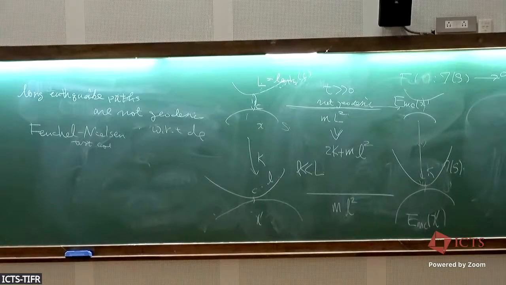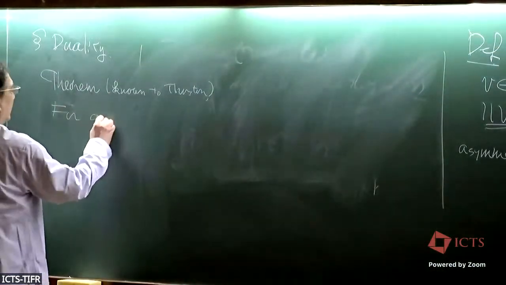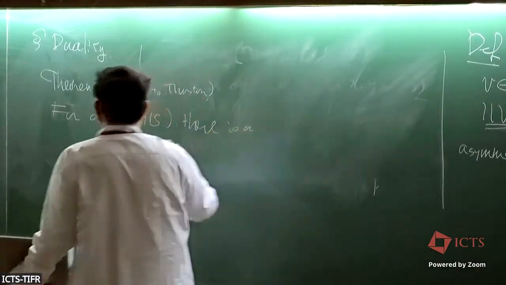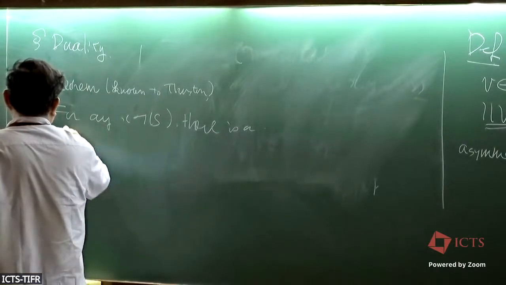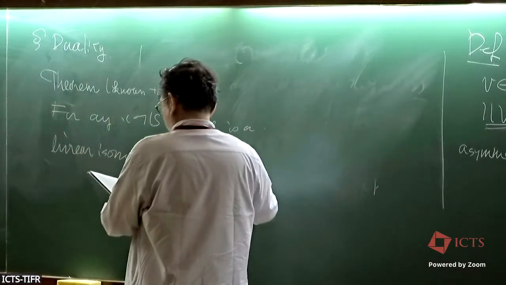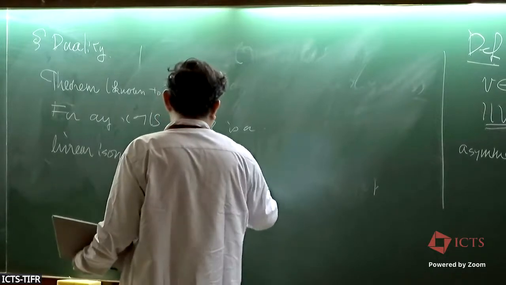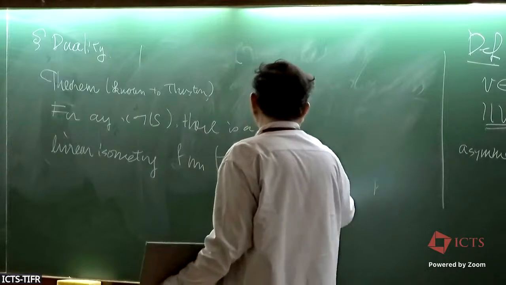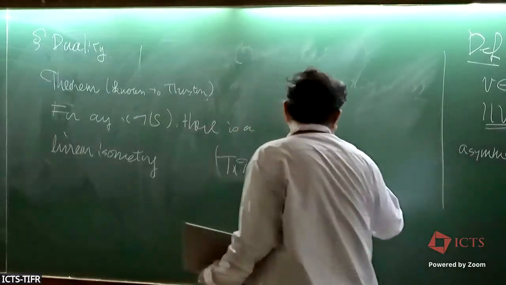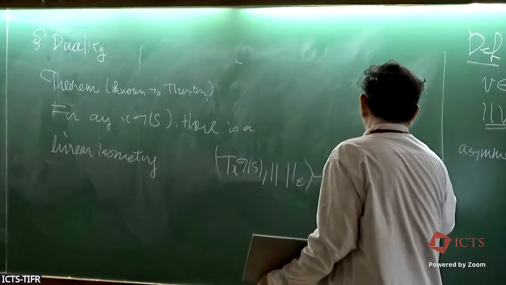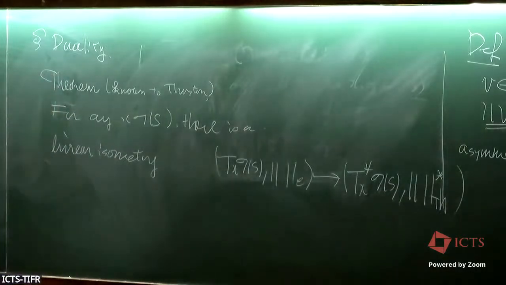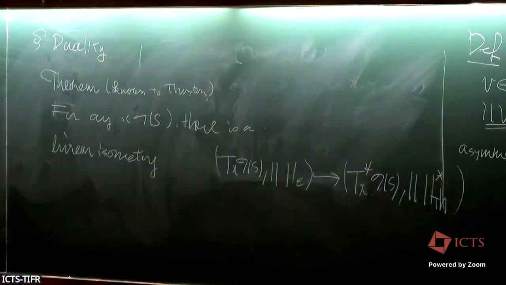So here's the theorem. For any x in the Teichmüller space, there is a linear isometry from the tangent space with respect to this earthquake norm to the cotangent space with respect to the Thurston norm.